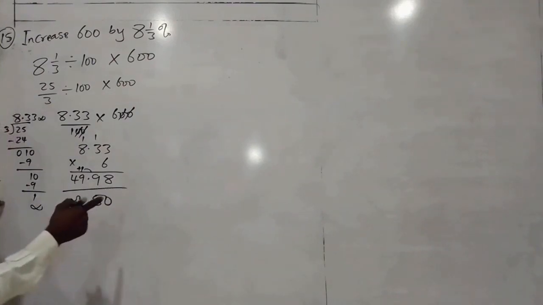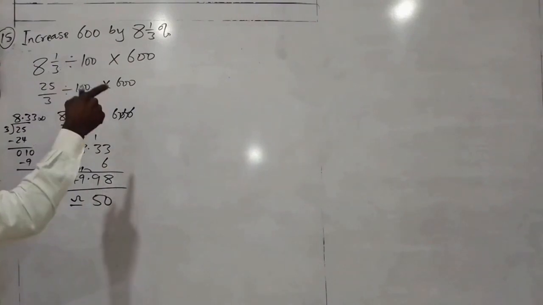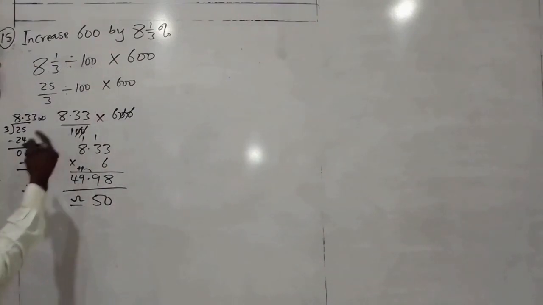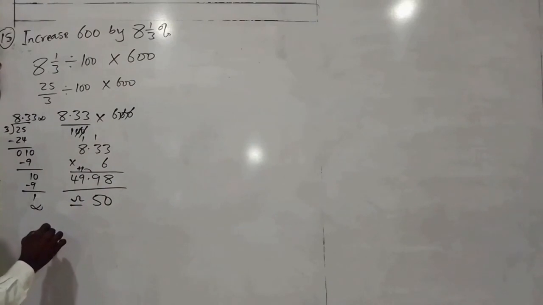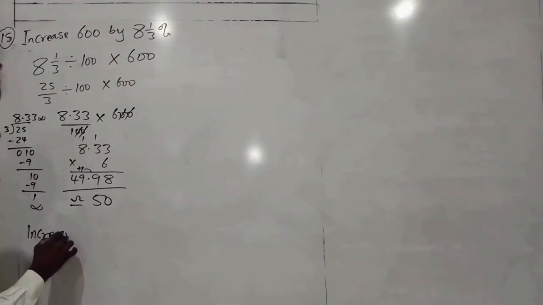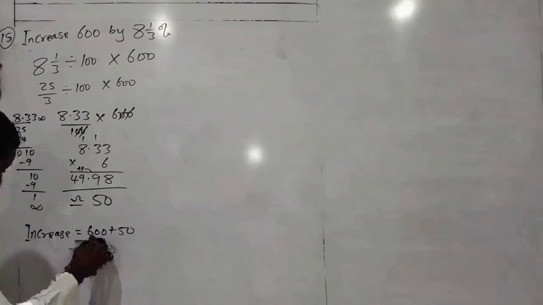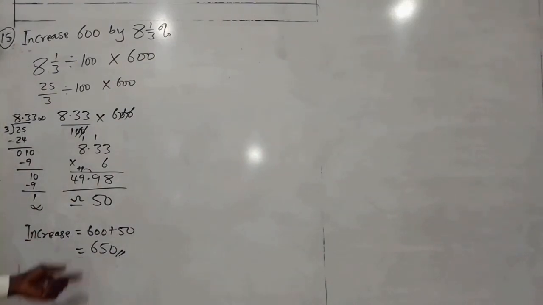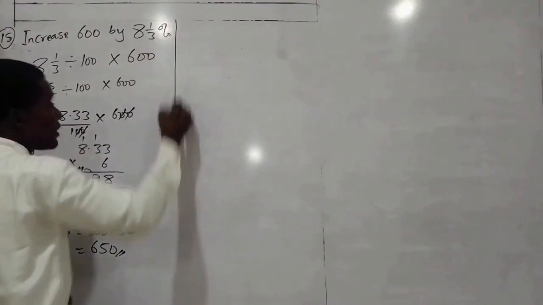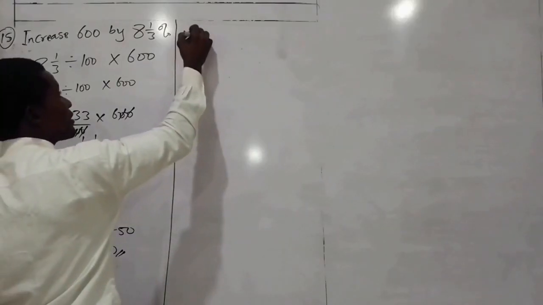Now, we want to increase. If we are increasing 600 by 8 over 1 over 3%, that means we are going to add this 50 to what? To 600. That will be 600 increase equals to 600 plus 50. And that will be 650. So we just increase 600 by what? 8 over 1 over 3%. That's the increase.